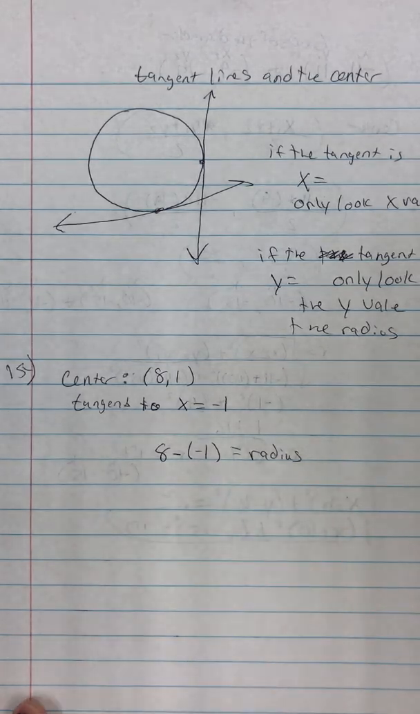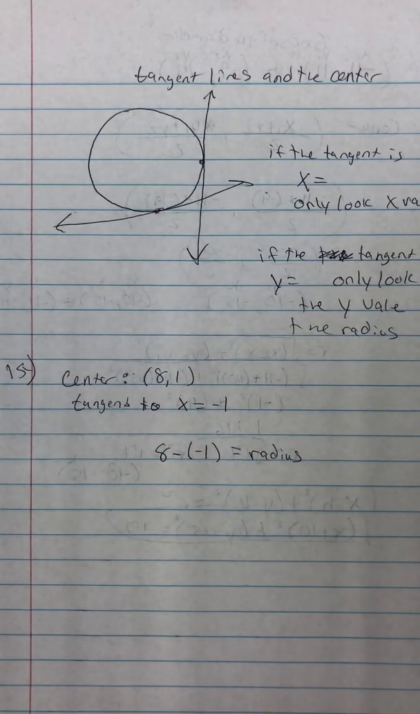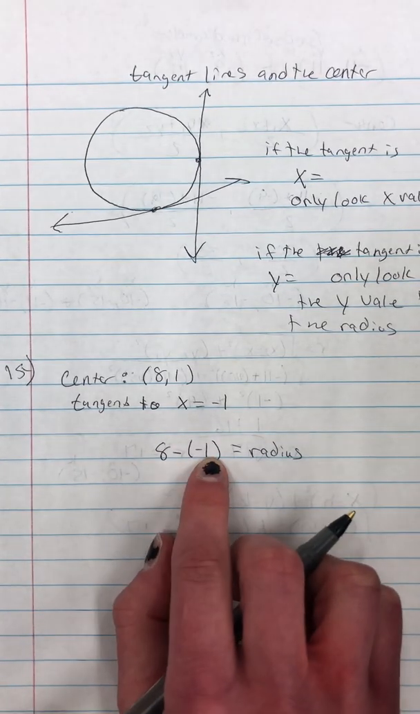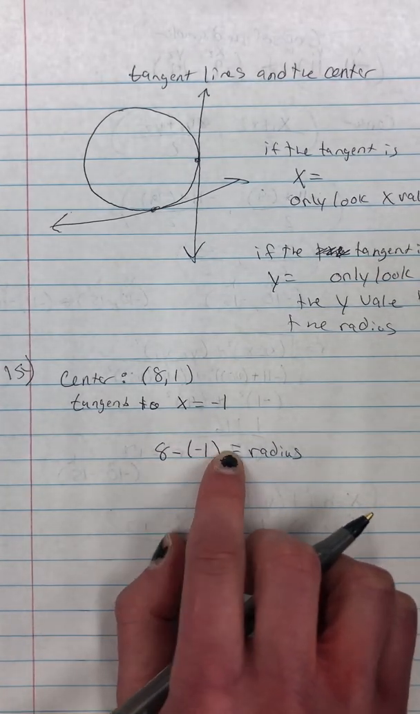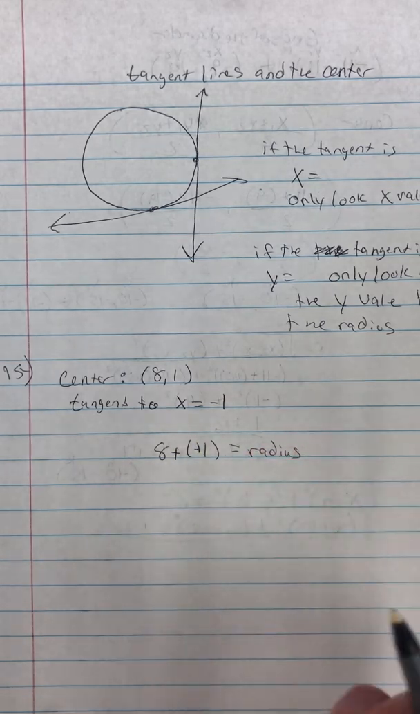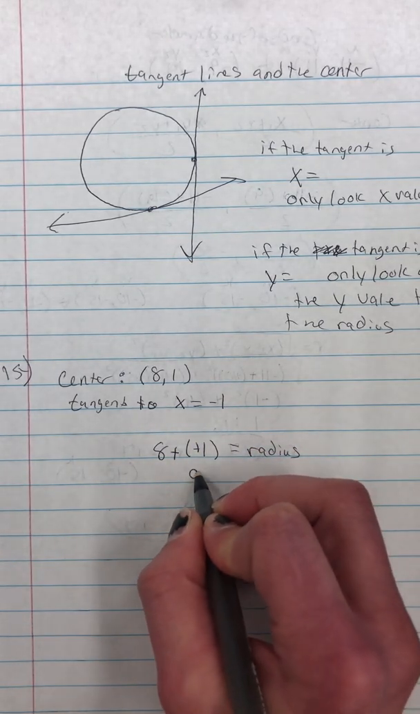Now, whenever you do this subtraction, make sure the radius is a positive number, because it's only showing the distance from the center. So if you get like negative 9, the radius is actually going to be positive 9. Or if you get like negative 20, the radius is actually going to be positive 20, because it's only showing distance, not direction. Okay? So for this one, 8 minus negative 1. If we subtract a negative, that's the same as adding a positive, so 8 plus 1 is 9.